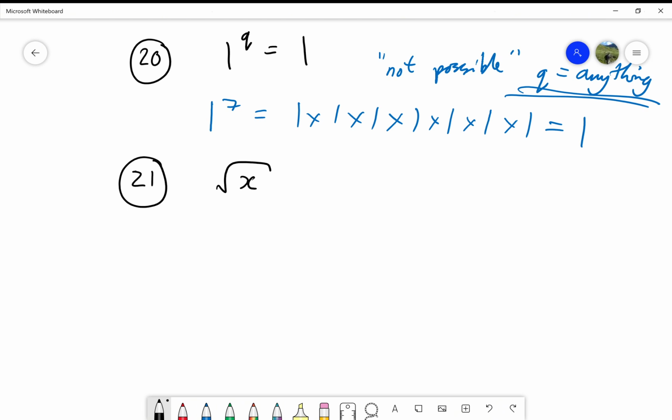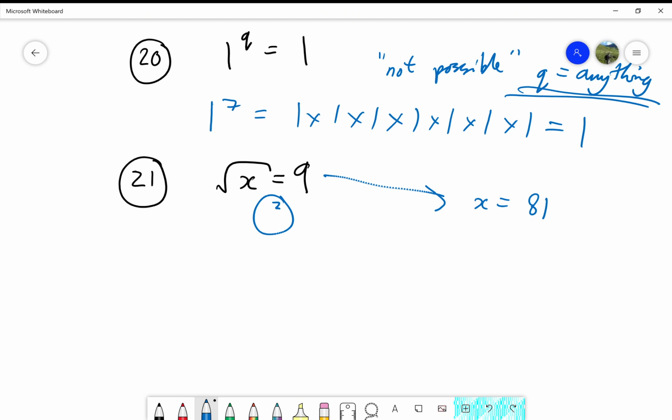That is square root of x equals 9. Have a go in your own time. We could square both sides. Well, the first thing is we can just do it by inspection. x is obviously 81, because the square root of 81 is 9.